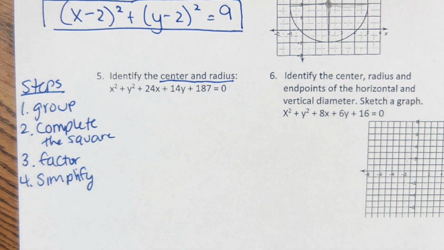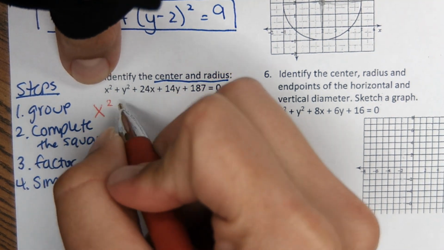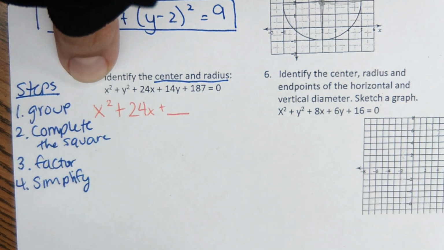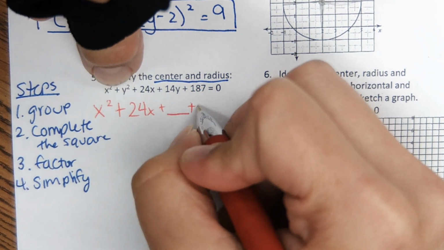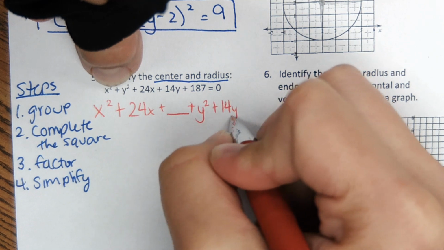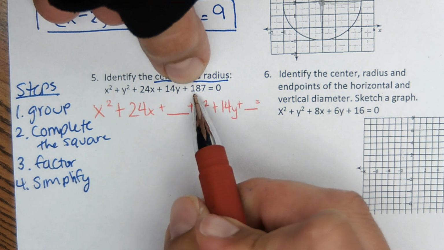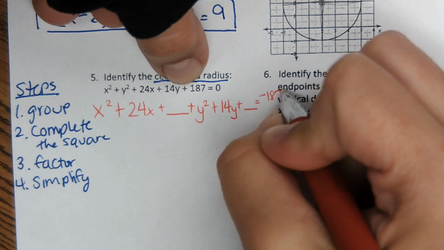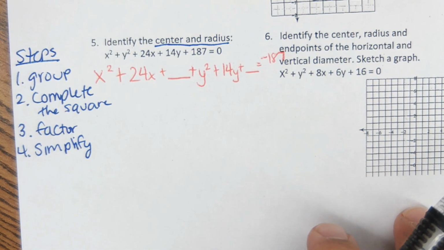Okay, so first step is to group it. So what I'm going to do is put the x's with the x's like this. X squared plus 24x, and then we're going to put a blank, which we'll fill in a second. Plus, now we're going to put y's with y's. So y squared plus 14y plus blank equals, and then this 187 we have to put on the other side. So it'll be negative 187 on the other side of the equal sign. Okay, so that was grouping it.